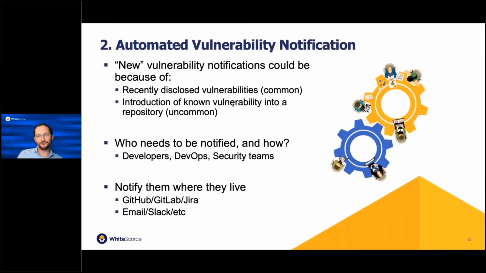The number 2 rule, once you know what you're using, is you need automated vulnerability notification. Don't wait to run npm install and see if it tells you that you've got a vulnerability. What you want is to be notified immediately that there is a vulnerability affecting your code. These notifications could be because of one or two things. It could be a recently disclosed vulnerability. This is the most common. So, like with Kubernetes or something, the vulnerability is discovered, it's cross-checked against the software that you're using, and then you're notified.